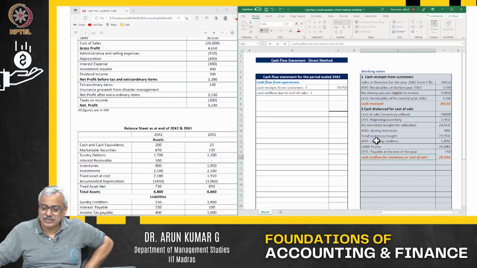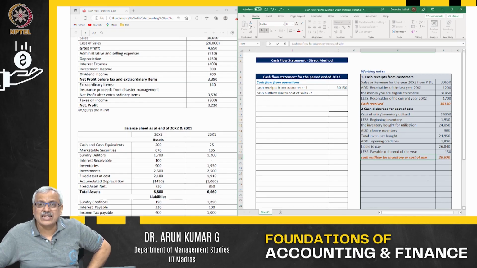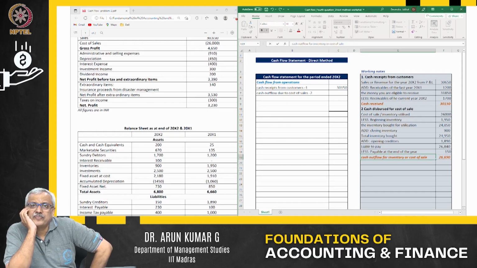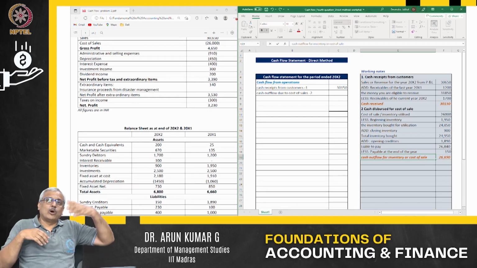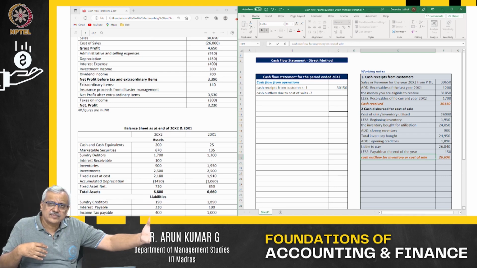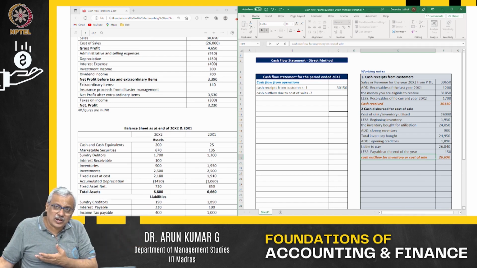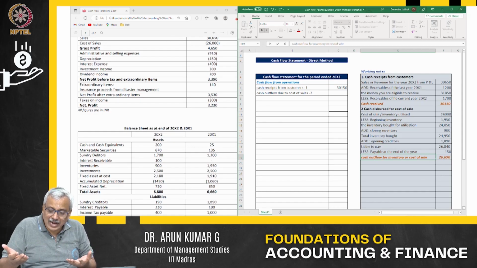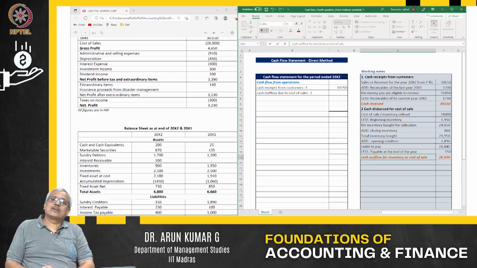Let me repeat this. We started with the cost of sale. From the P&L, the cost of sales is 26,000. Agreed. Have you bought this entire thing? Now, first thing, what did we determine? We determined how much inventory I have bought. How did you know that? What is utilized, minus what is there in stock when I began the year, plus what is still left in the store, that tells me what is the inventory I have bought.